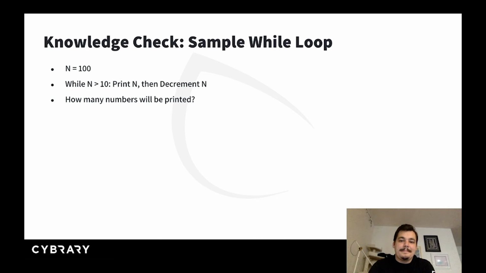All right, let's go over it. The answer is 90. The numbers 11 through 100 backward. So it's going to be 100, 99, 98, 97, 96, all the way down. It will print 11. It will then say n equals 10, which of course is not greater than 10. We are done executing. Move on.